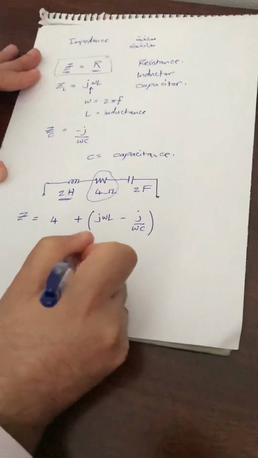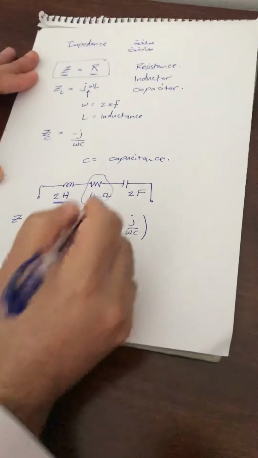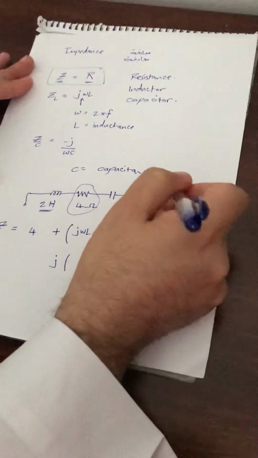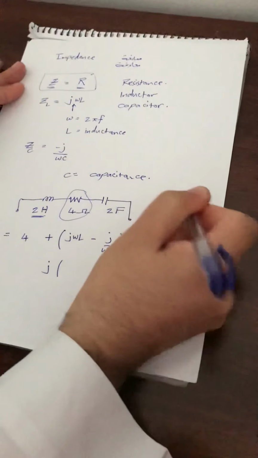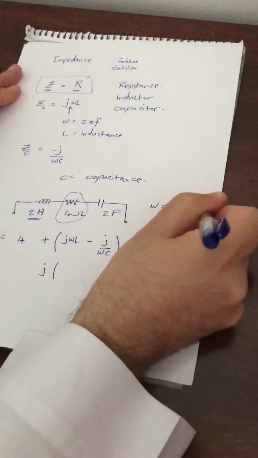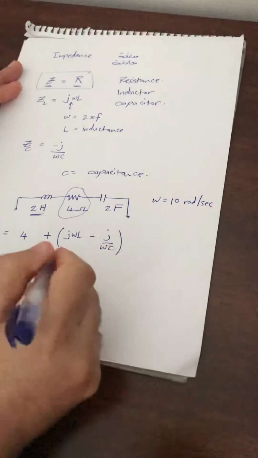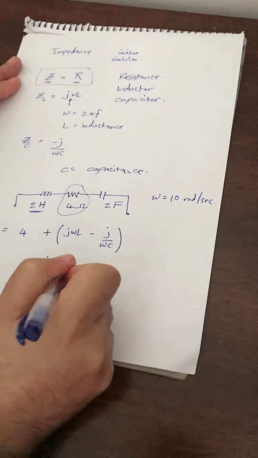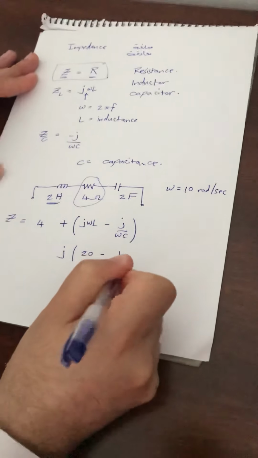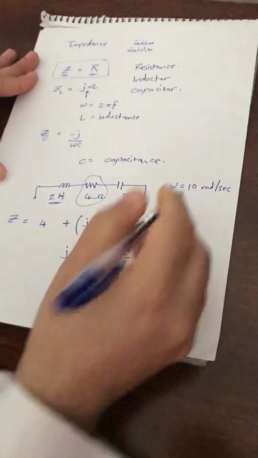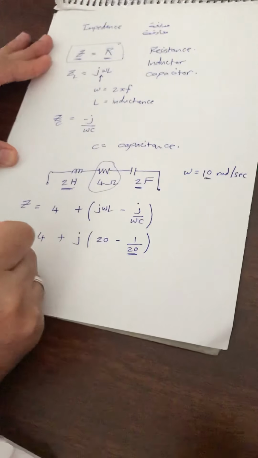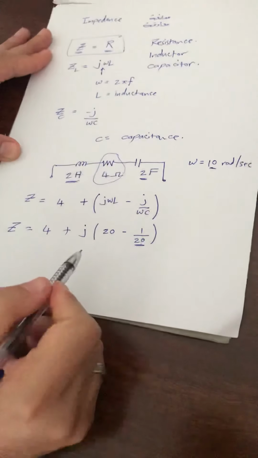Now we can take this J common, and omega must be given to us, or the frequency must be given to us. For example, let's assume that omega is given as 10 radian per second. If omega is 10, then omega L is 20, minus 1 over 20. Now this 20 is omega C. Okay, so this is the total impedance for series connected.